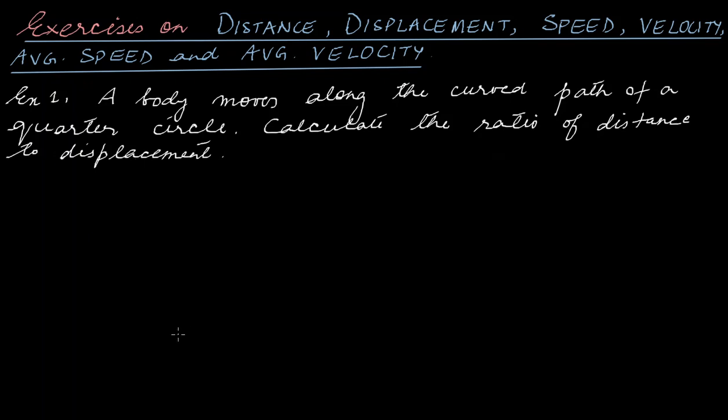All right, let us do some exercises on distance, displacement, speed, velocity, average speed, and average velocity. So our first exercise here: a body moves along the curved part of a quarter circle. Calculate the ratio of distance and displacement.